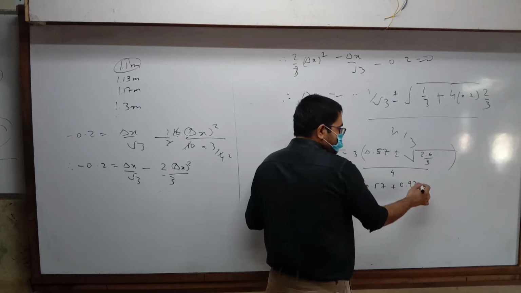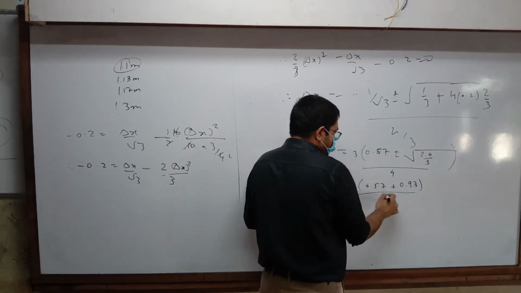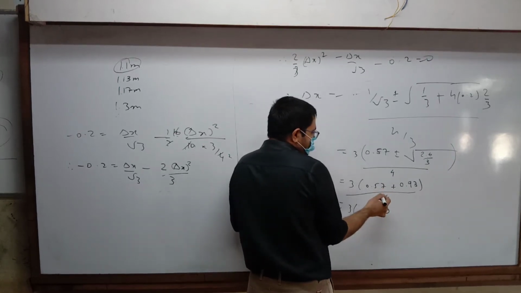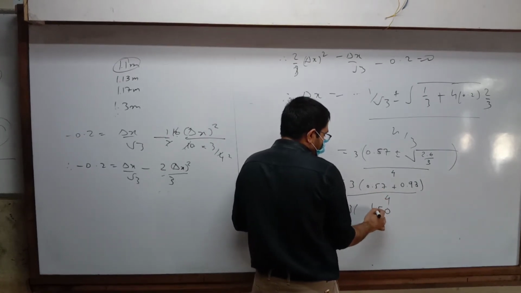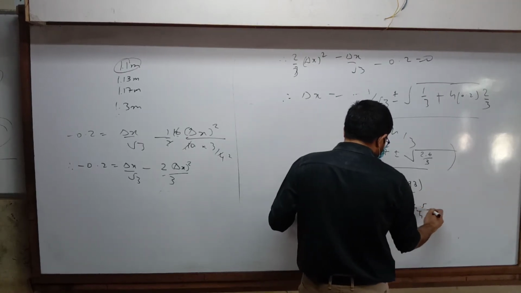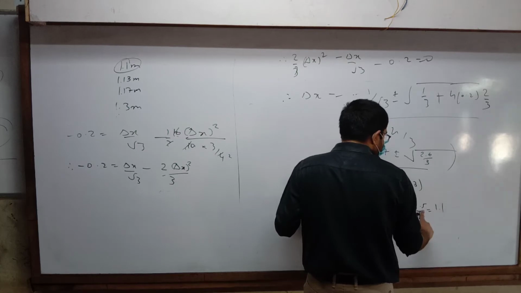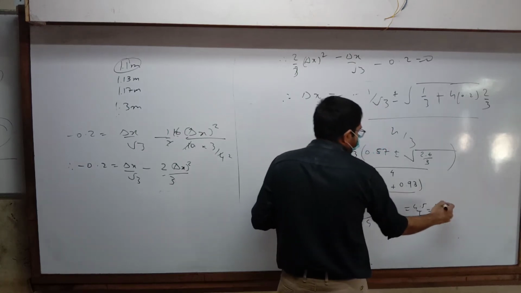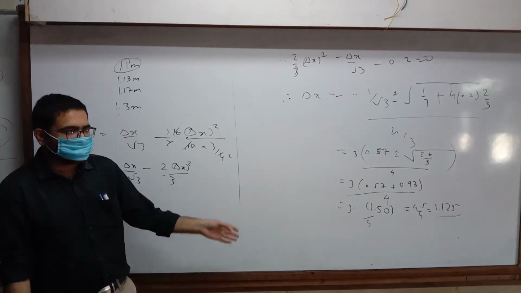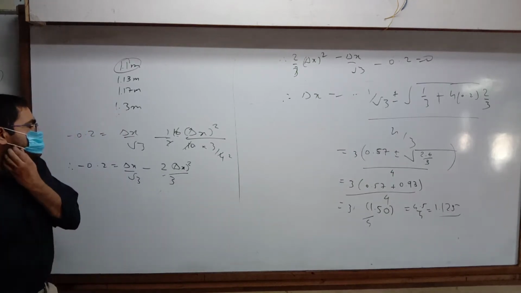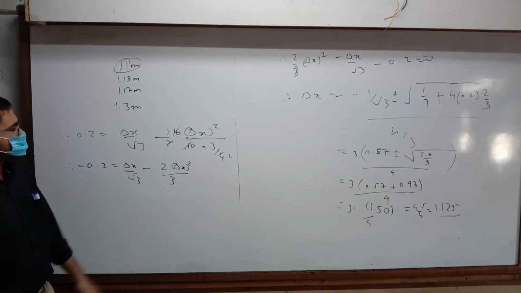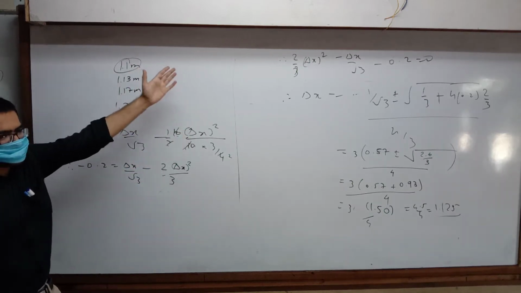0.93 divided by 4. So 3 into... add 1.5 by 4. So that is 4.5 by 4. So 1.1. Okay, got it. Right? So that's it. I hope this didn't create any kind of trouble for you.